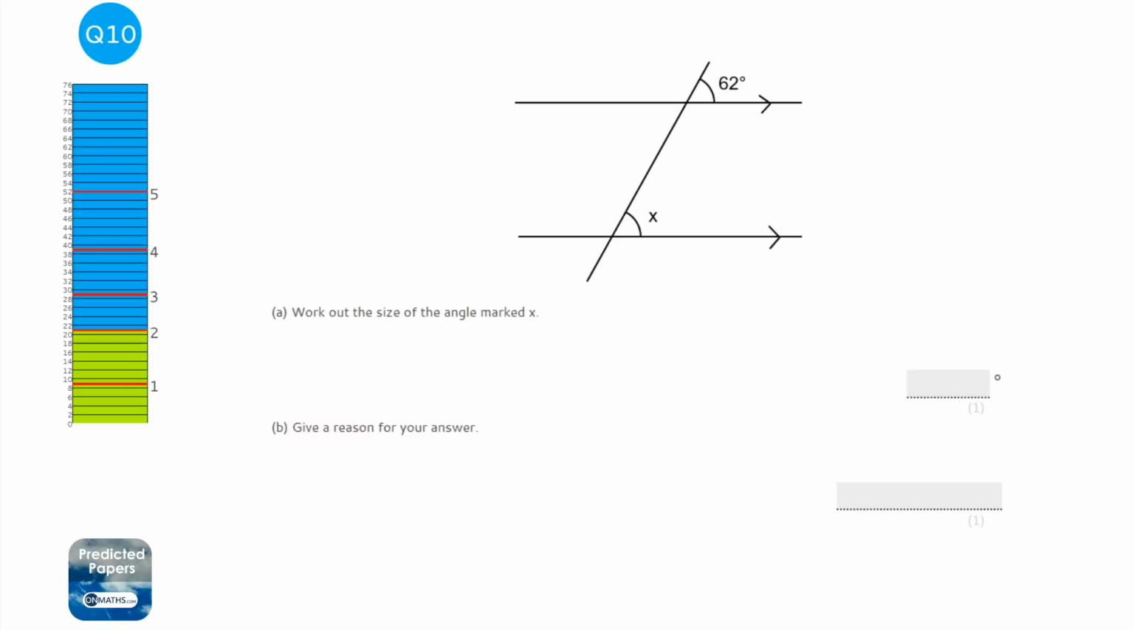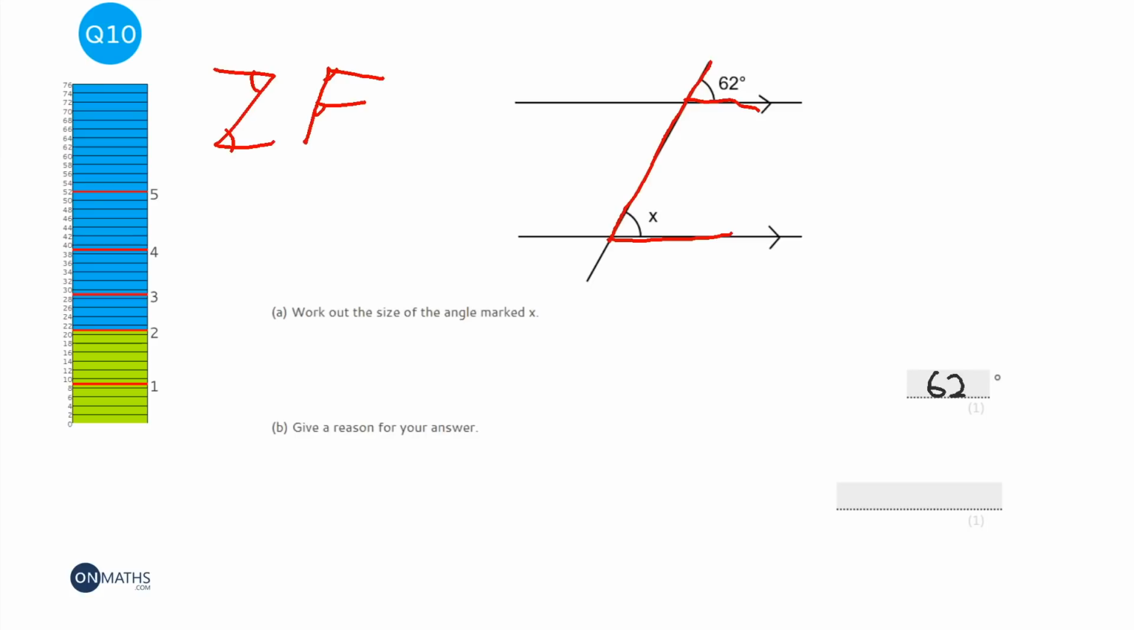Well, what letter does that make? So if I draw out from the parallel lines, I always say it's the armpits of the letter. So if it's a Z, it's the armpits of the Z, and if it's an F, it's the armpits of the F. Well, this is like an upside down backwards F. So we know that upside down backwards F, any F angles are going to be the same. So I know that's 62 degrees. Now we've got to give a reason. So the reason is corresponding.